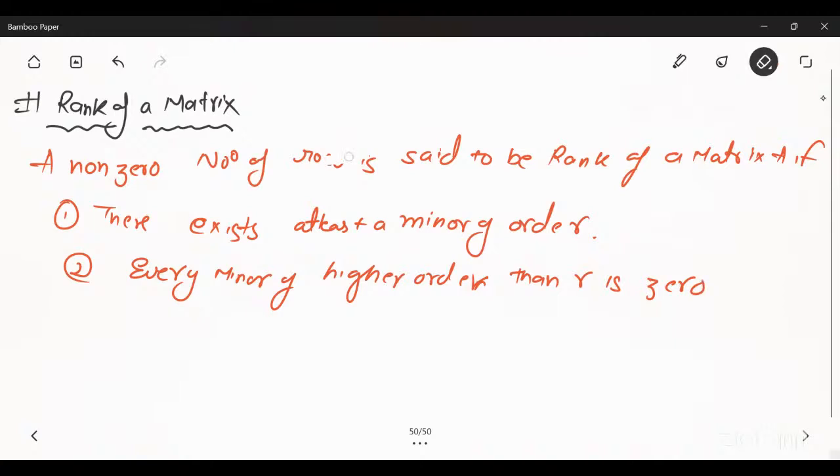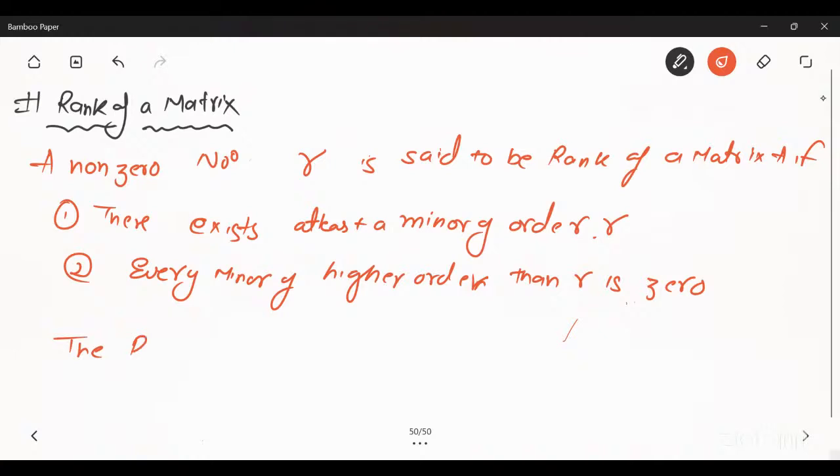If a non-zero number R is said to be the rank of a matrix, there exists at least a minor of order R, and second, every minor of higher order than R is zero. Generally, this is a very easy method to find the rank of a matrix. Firstly, the definition is not so important. I will tell you the method to find the rank of a matrix. First you write the definition, then I will solve some questions for you on how to find the rank of a matrix.